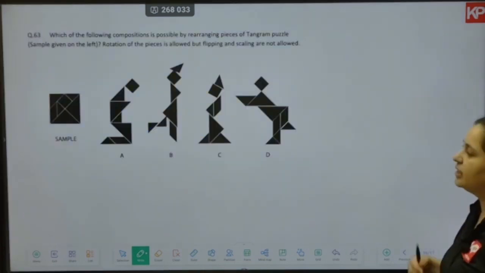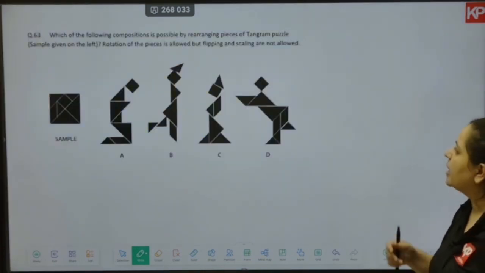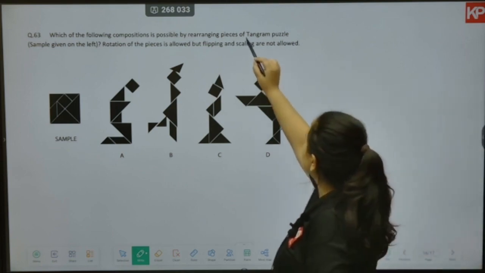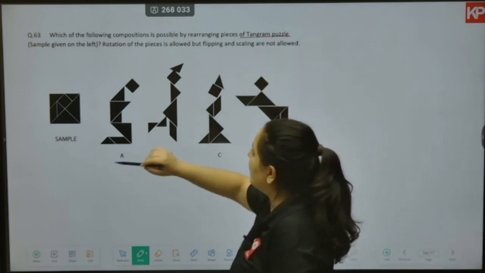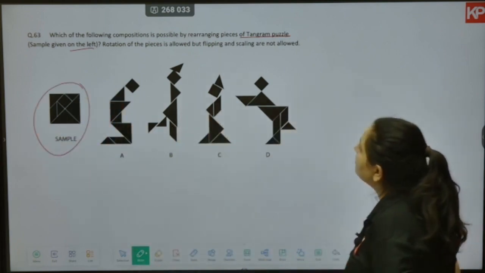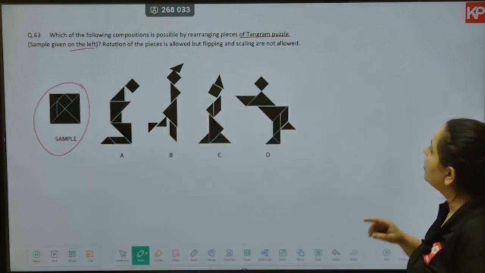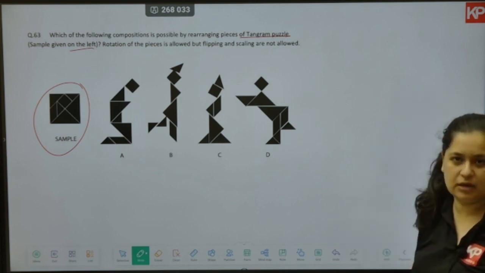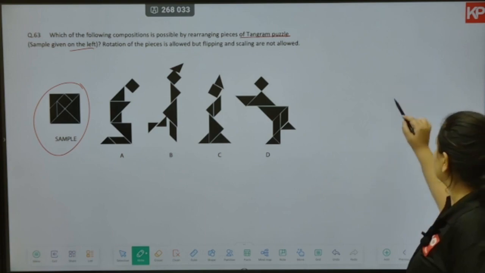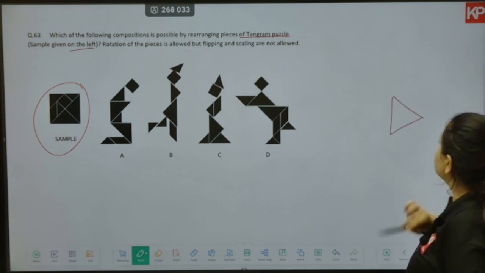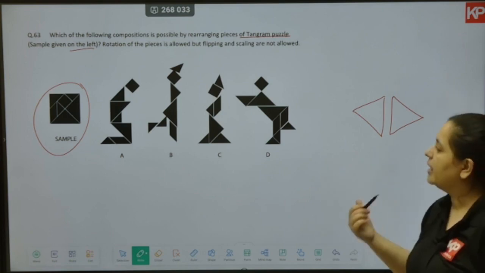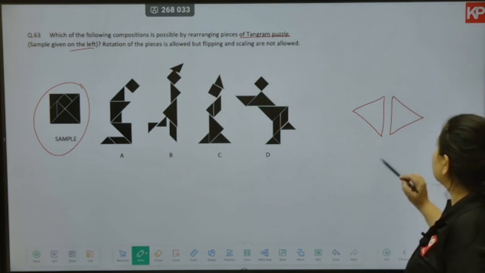Now, what kind of questions are asked in our exam? Which of the following compositions is possible by rearranging pieces of tangram puzzle? Sample is given on the left. Okay, rotation of the pieces is allowed, but flipping and scaling is not allowed. What is flipping? Completely flipping it, like this is a triangle and you are completely flipping it, or using a mirror image. That is not allowed, and scaling is not allowed.